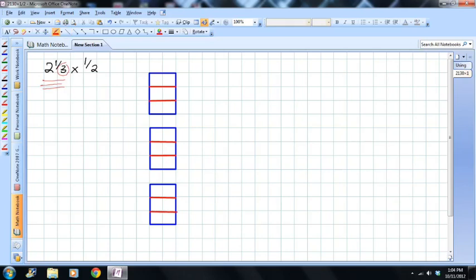Now, let's talk about what the 2 1/3 means. Notice we have one rectangle here, and here's another rectangle. We're going to shade each of these rectangles. We're going to shade this entire rectangle, shade this second rectangle completely, and shade 1/3 of this last rectangle.